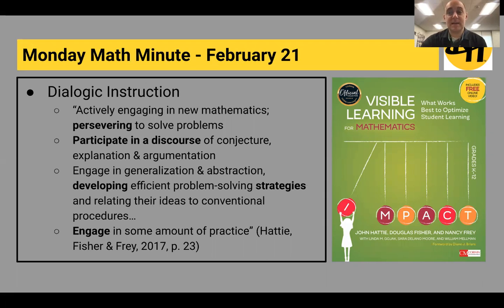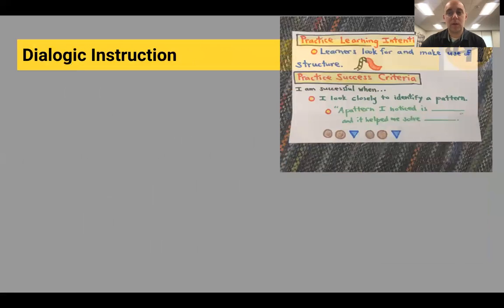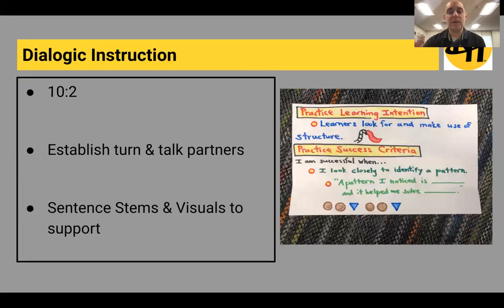So what are some ideas to help us with Classroom Discourse? Well, remember the golden rule of 10 and 2, meaning we should never do 10 minutes of talking without providing some opportunity for students to engage in dialogue. Having established turn and talk partners will allow students to not spend time trying to find a partner, but to spend most of their time engaged in the mathematical talk. And finally, using sentence stems and visuals to support the talk.